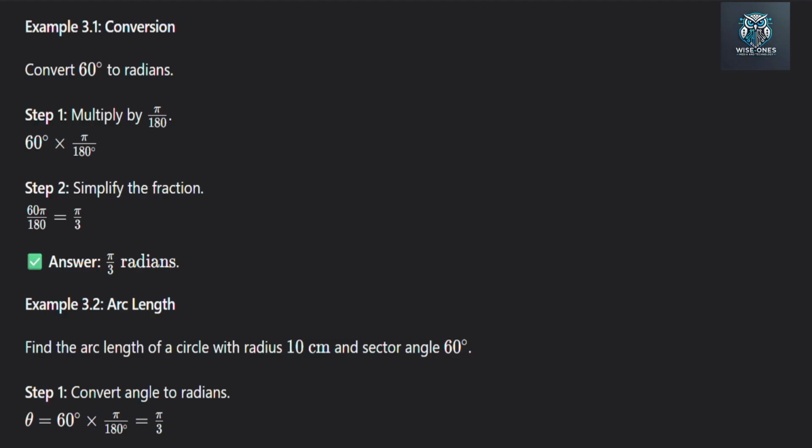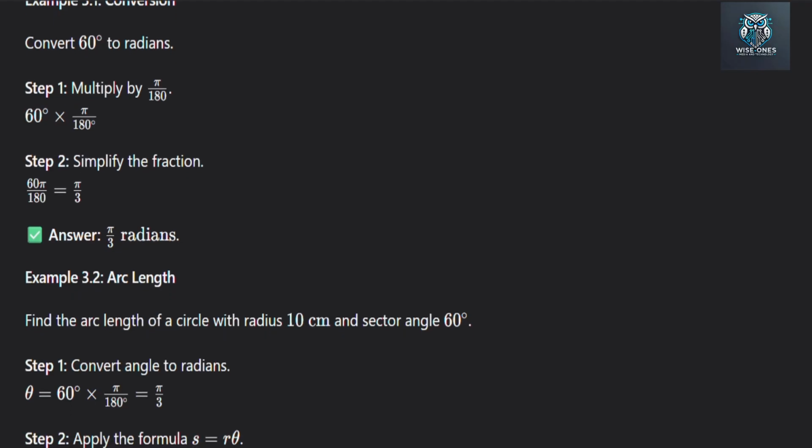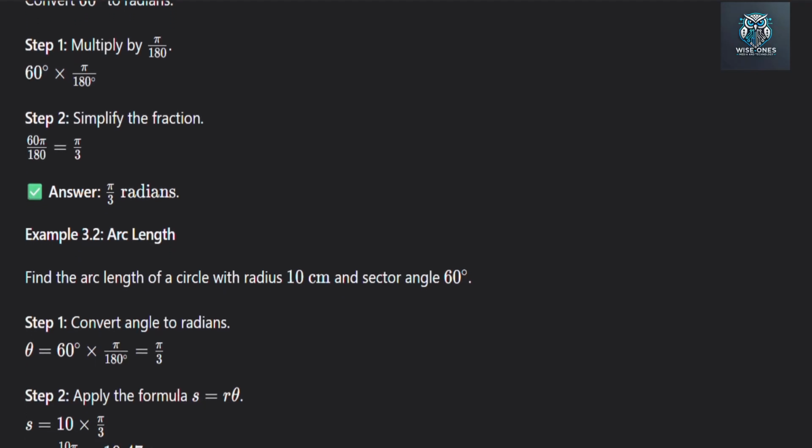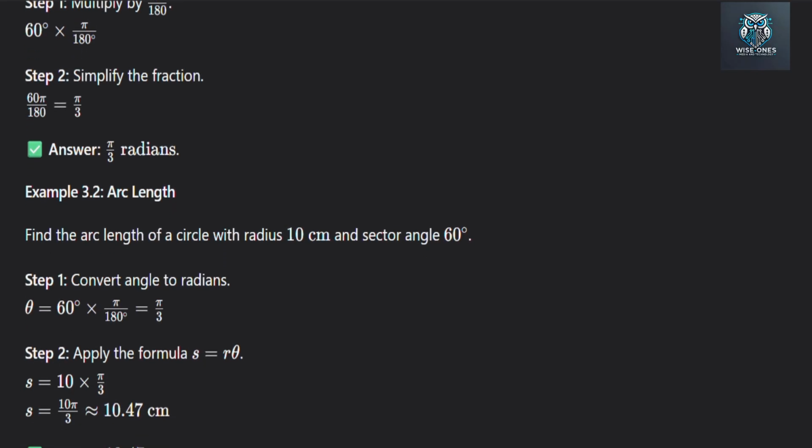Let us look at example 3.1. Conversion. The question is, convert 60 degrees to radians. Step 1. Multiply by pi over 180. 60 degrees times pi over 180 degrees. Step 2. Simplify the fraction. 60 over 180 simplifies to 1 over 3. So the answer is pi over 3. Answer, pi over 3 radians. Always leave pi in the answer unless told otherwise.